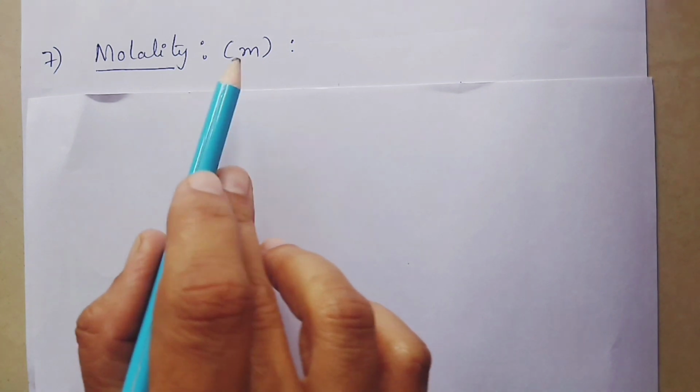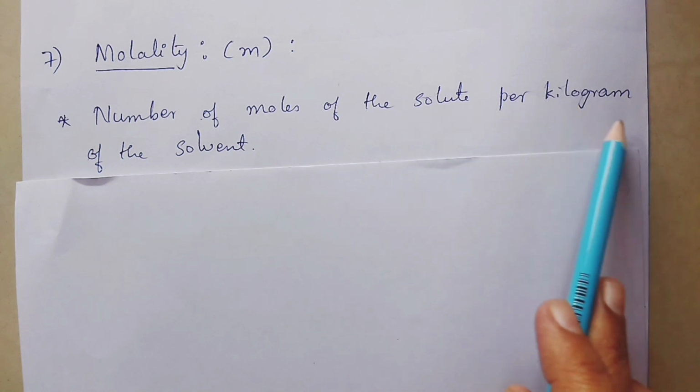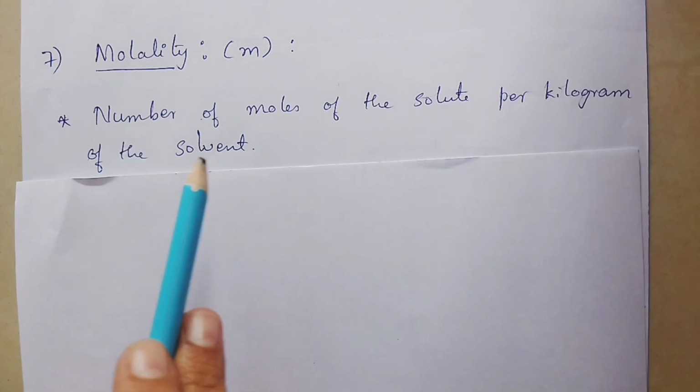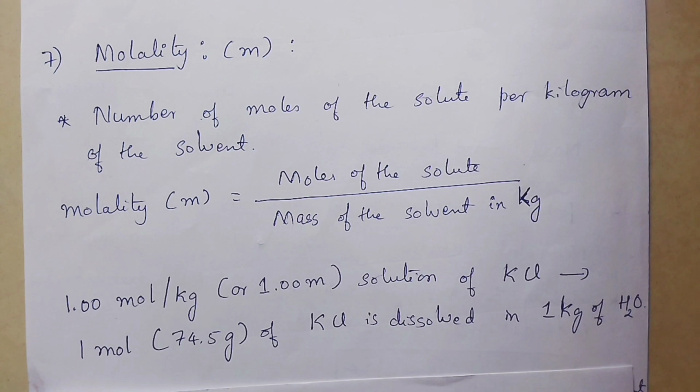The final type is molality, represented by small letter m. Molality is the number of moles of the solute per kilogram of the solvent. Remember students, it is solvent, not solution. It can be given like this: molality m is equal to number of moles of the solute divided by mass of the solvent in kilogram. So if you have 1 molal solution of KCl, that means 1 mole, that is 74.5 gram of KCl is dissolved in 1 kg of water, 1 kg of solvent.